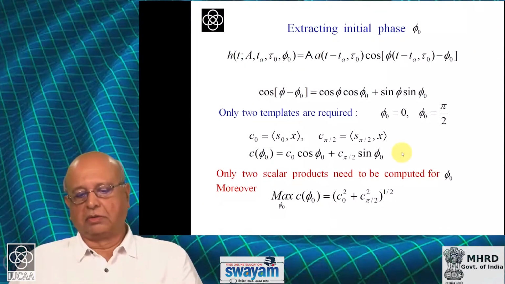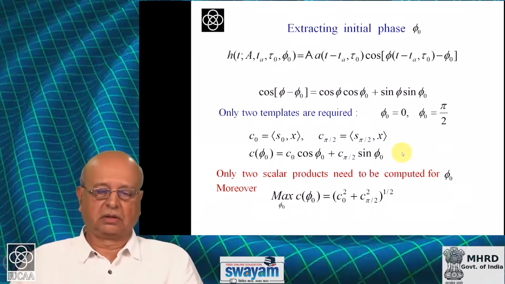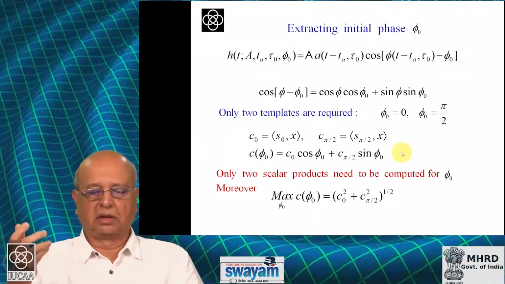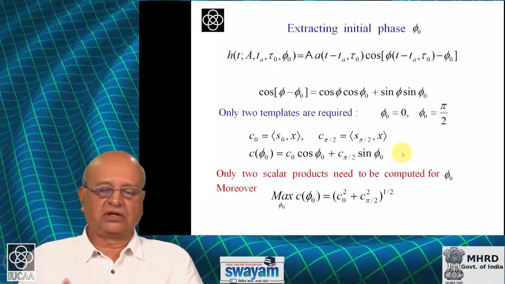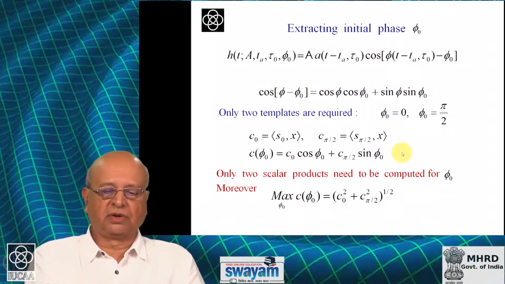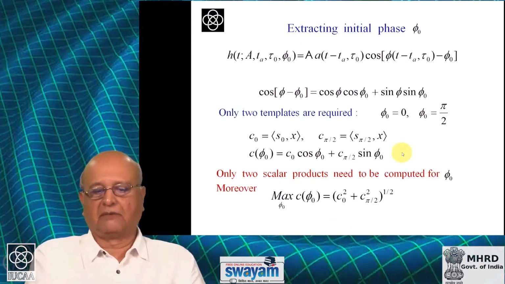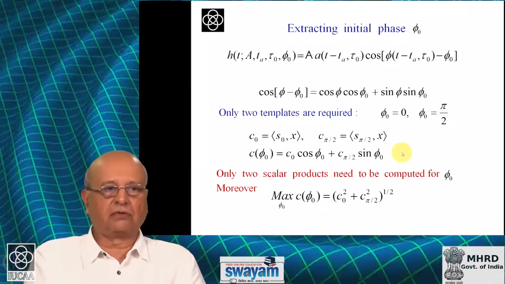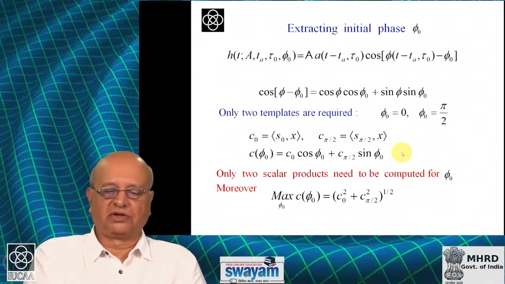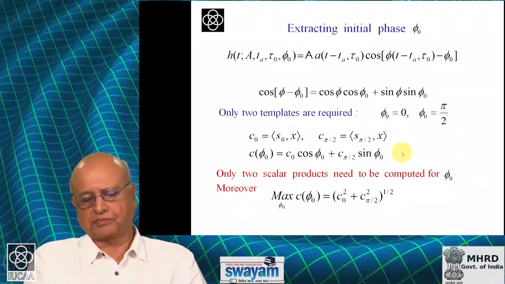So, you do not need to do this calculation for more than 2 templates. You can search all over phi naught with this simple relation, and that is because of the symmetry in the waveform. All these things, the fast Fourier transform, the searching over phase, come because of the symmetry that exists in the particular waveform, which is basically a group theoretic symmetry.